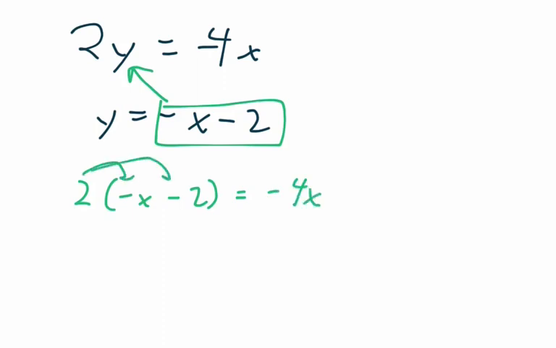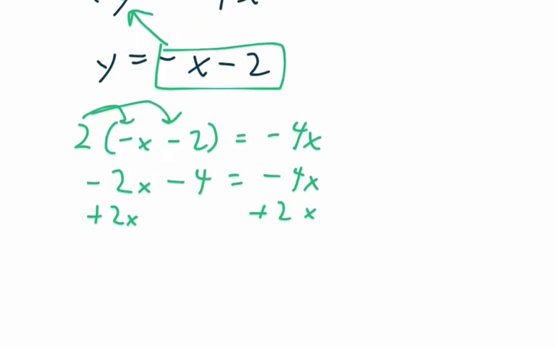When I distribute the 2, negative 2x minus 4 equals negative 4x. So I'm going to solve this for x like we would any other equation. Negative 4 equals negative 2x, divided by negative 2, and 2 equals x.